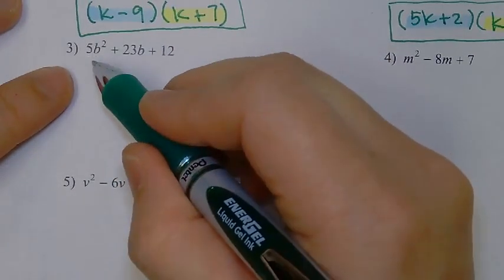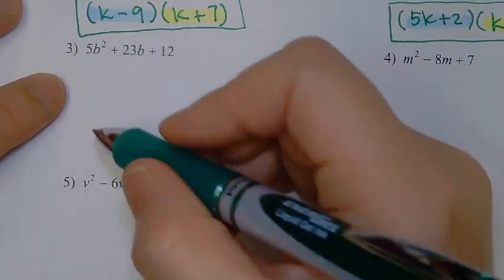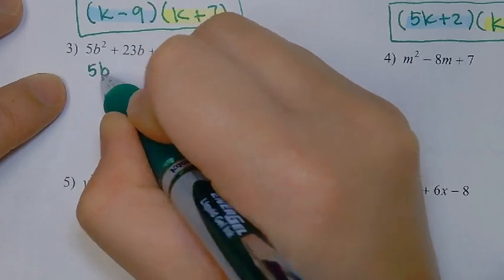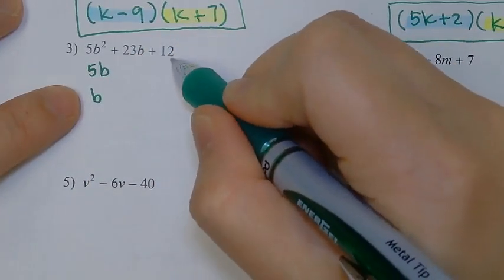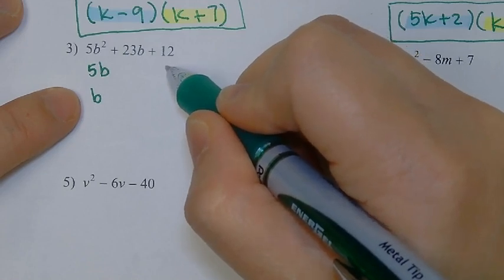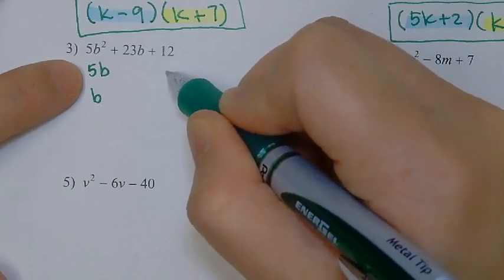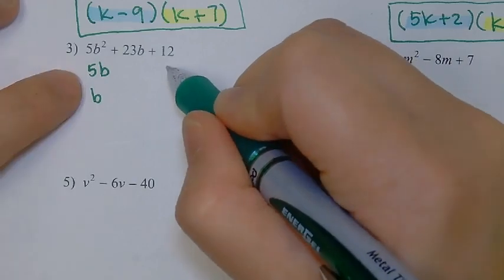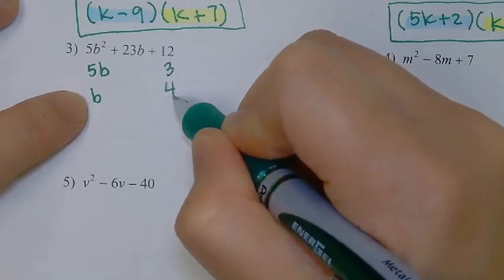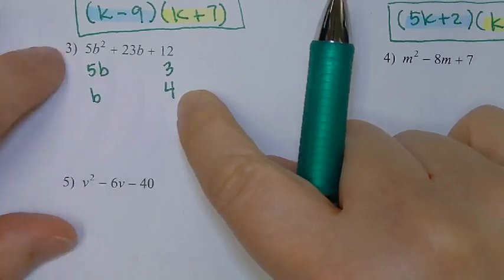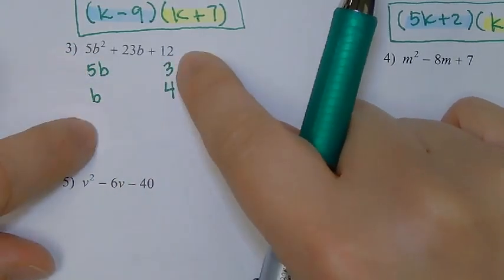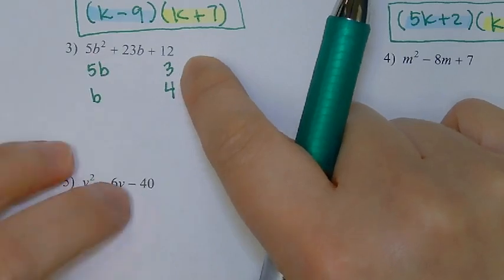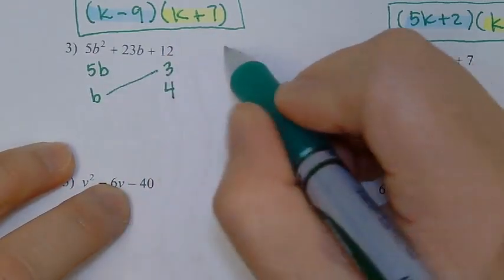So what multiplies to 5b squared? Well, I know it has to be 5b and b. And then my other two numbers are going to have to be 3 and 4, but I don't know which way. Actually, you've got a skill protected. So if I do 3 up here, 4 on the bottom, I know that 5 times 4 is going to be 20, and 3 and b is going to be 3b. So 20 and 3, I can definitely get a 23 from that. So that's going to save me some time.